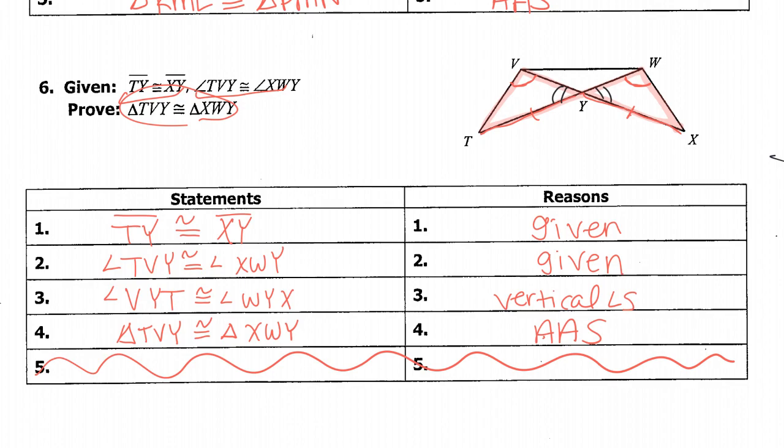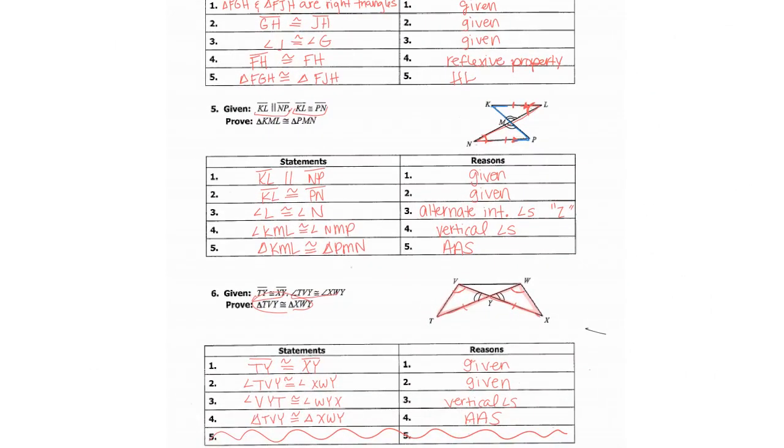So guys, remember that this is all the same stuff we've been doing, except the only thing with proofs is you're literally justifying everything. How do you know that the sides are congruent? How do you know that the angles are congruent? So everything has a reason as to why it is the way it is.